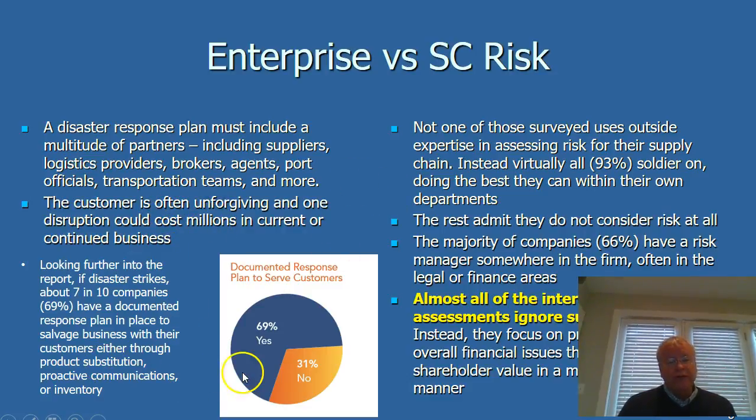So when UT looked into this more, they found that 7 out of 10 companies did have some kind of documented response plan in place. And that included things like product substitution, proactive communications, or maintaining inventory buffers, which of course are expensive. But interestingly enough, looking at all these companies, nobody used outside expertise in assessing the risk.